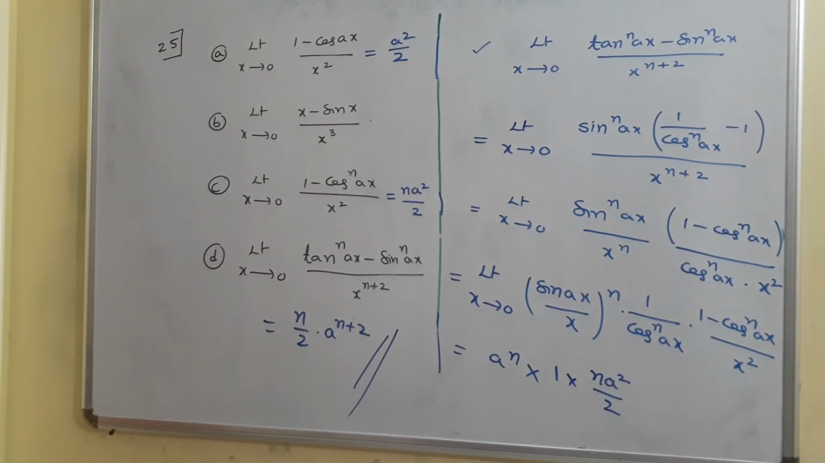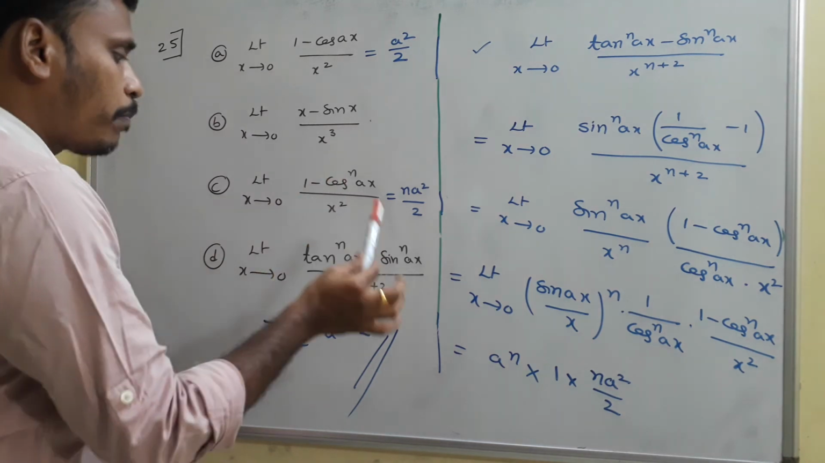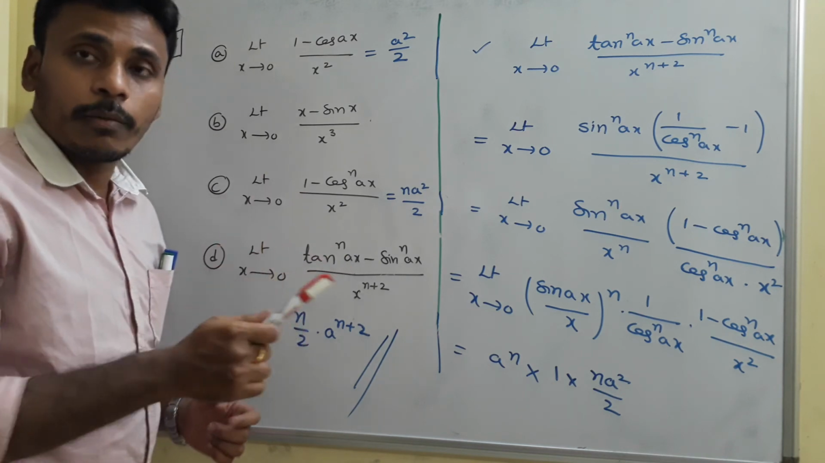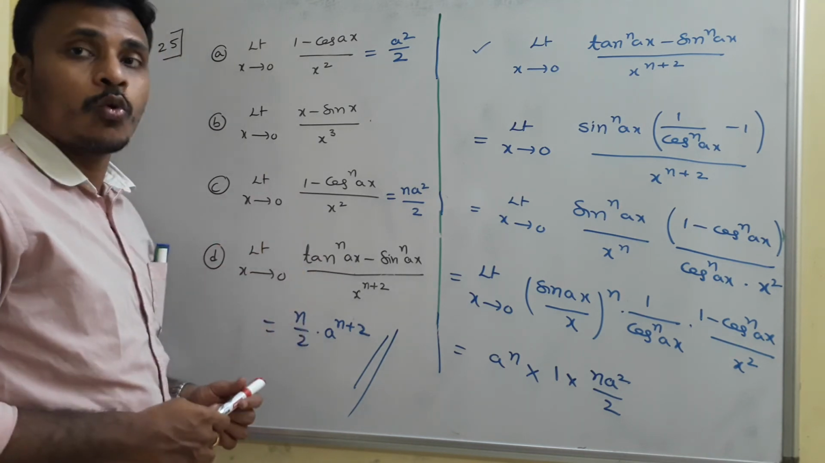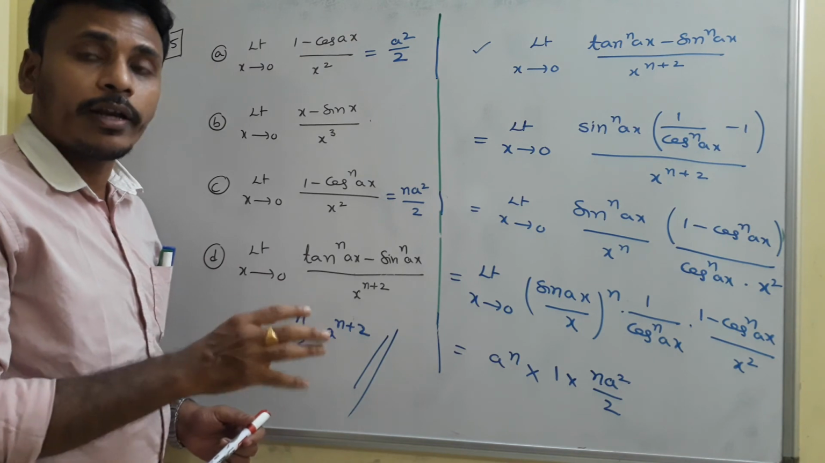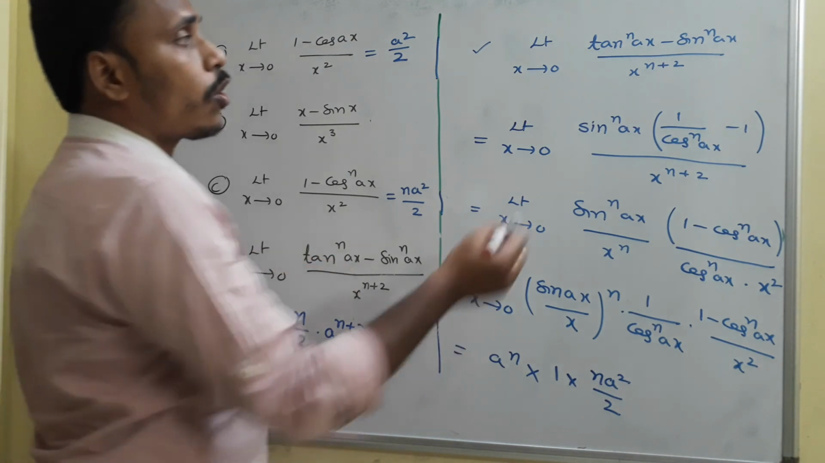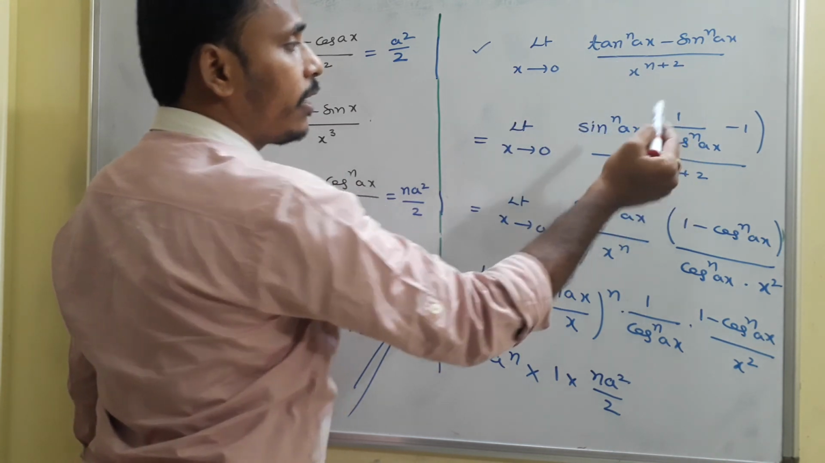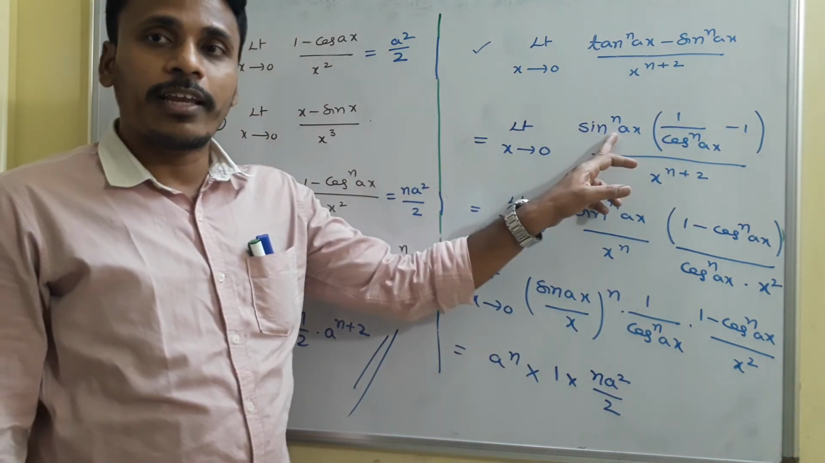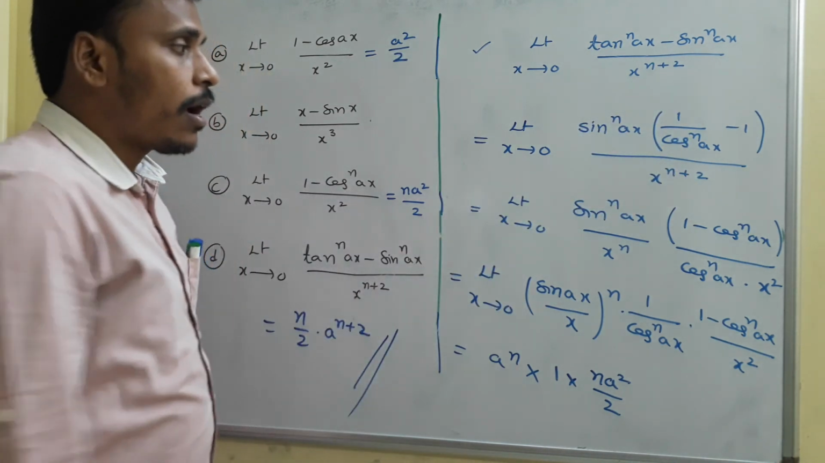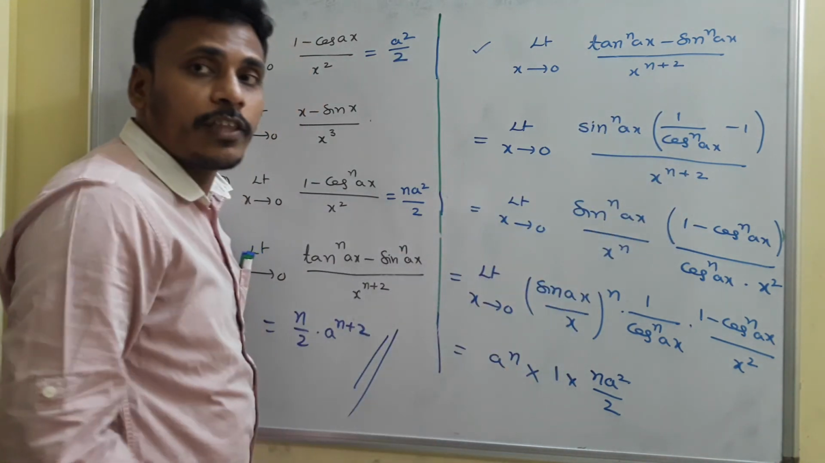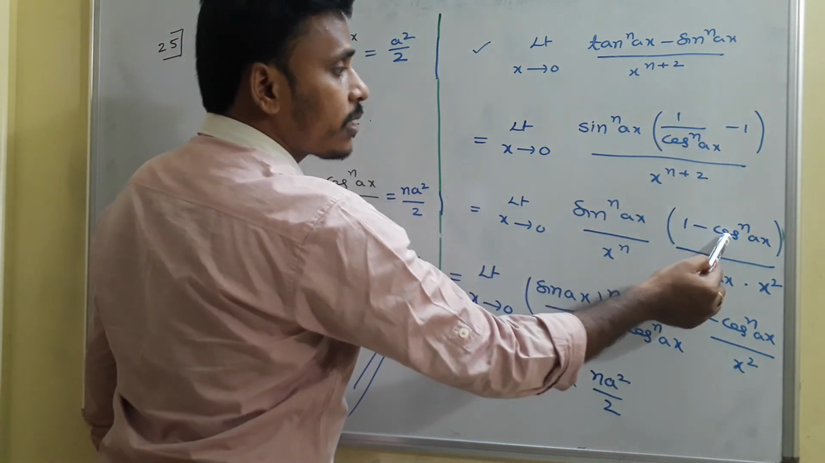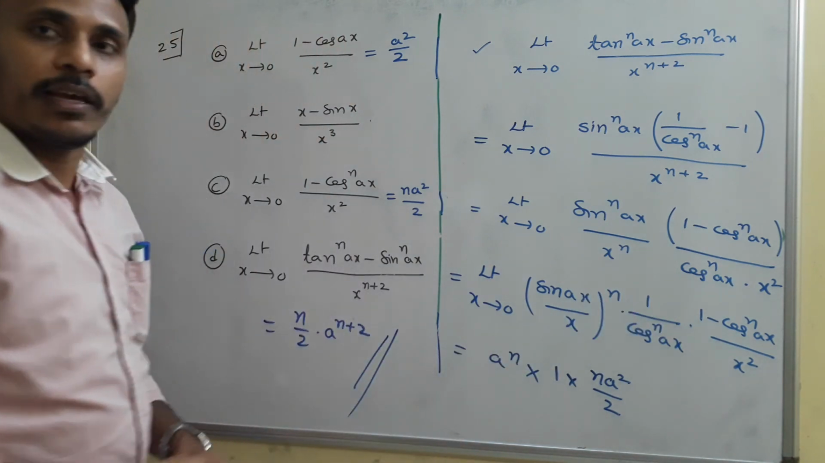Limit x tends to 0, tan power n ax minus sin power n ax by x power n plus 2. See, direct replacement will give us an indeterminate form, and using L'Hospital rule is a bit complicated. So to avoid it, use some trigonometric logic. So write this tan power n ax as sin power n ax by cos power n ax. So if you take out sin power n ax, this is the internal bracket. And now for x power n plus 2, split the denominator as x power n and x square, and in the bracket 1 minus cos power n ax by cos power n ax.